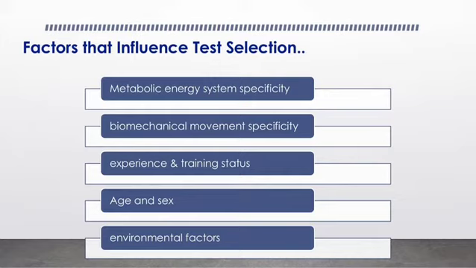There are several factors that influence our test selection that we need to pay attention to that you should already have outlined from your needs analysis. The metabolic energy system specificity. So this goes back to our needs analysis on which energy systems are specific to your sport from the demands of the sport. Then we have biomechanical movement specificity.